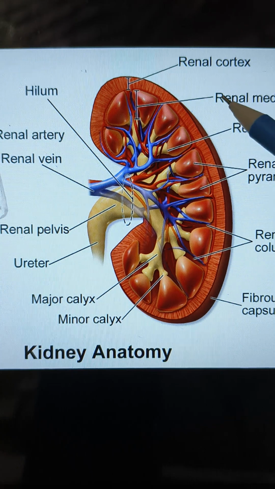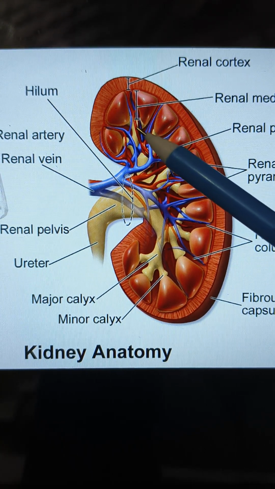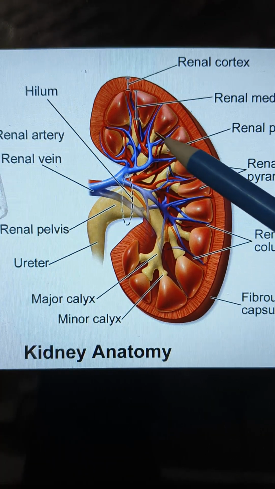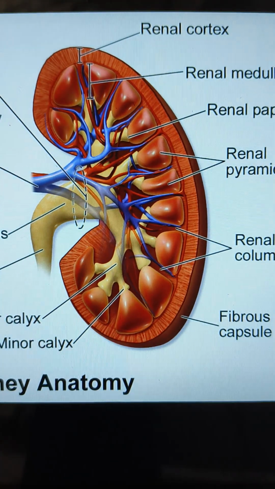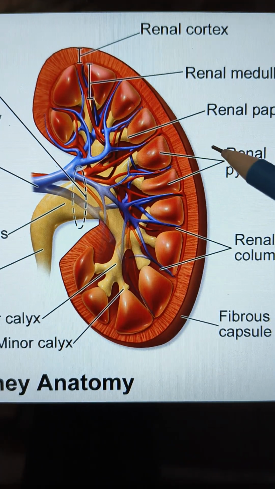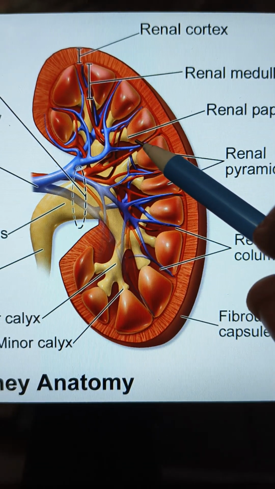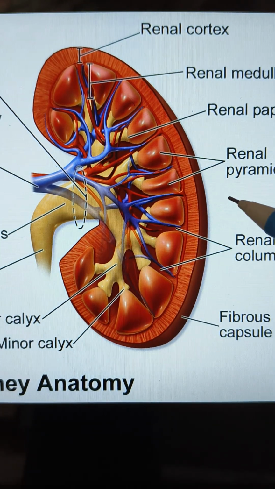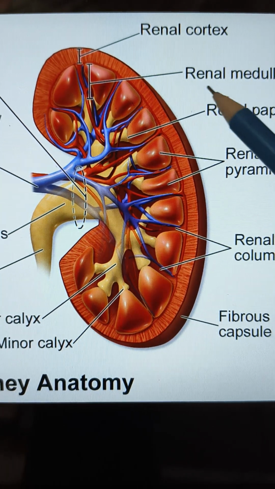You may see the renal medulla. It is a triangular shape like structure attached with the major and minor calyces. This is the minor calyces. I will show you later. Renal papilla is a structure present at the tip of the triangular shape like structure which is the medulla. After that, the renal pyramid, a pyramid-like, triangular shape like structure.